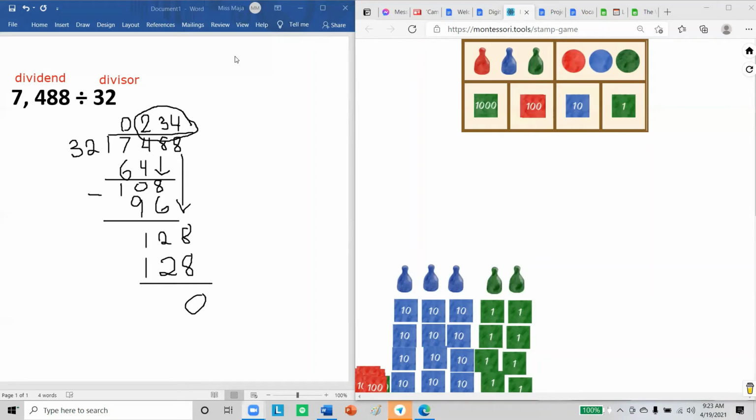And exactly, the 234 is what you call the quotient. Okay, let me type that one. This is your quotient. This is how long division works.